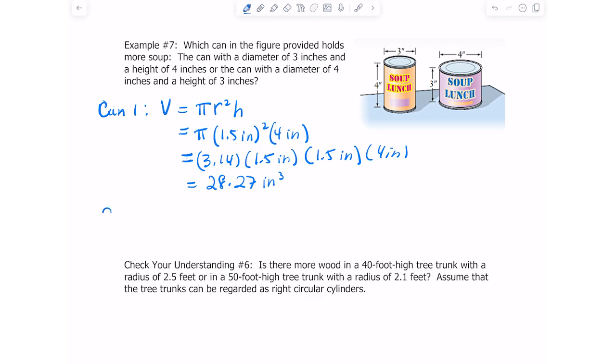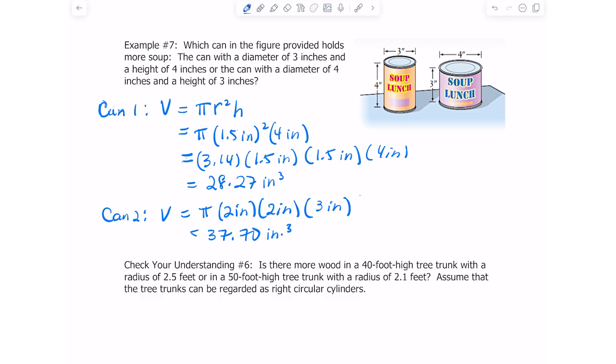Can number 2 is going to be on the right. So for this one, it's going to be pi times my diameter is 4 inches. So half of that would give me the radius. Half of 4 is 2. So it's going to be 2 inches times 2 inches times the height is 3 inches. So if I multiply that out, don't forget pi is 3.14. 3.14 times 2 times 2 times 3 gives me about 37.70. And of course, it's inches cubed.